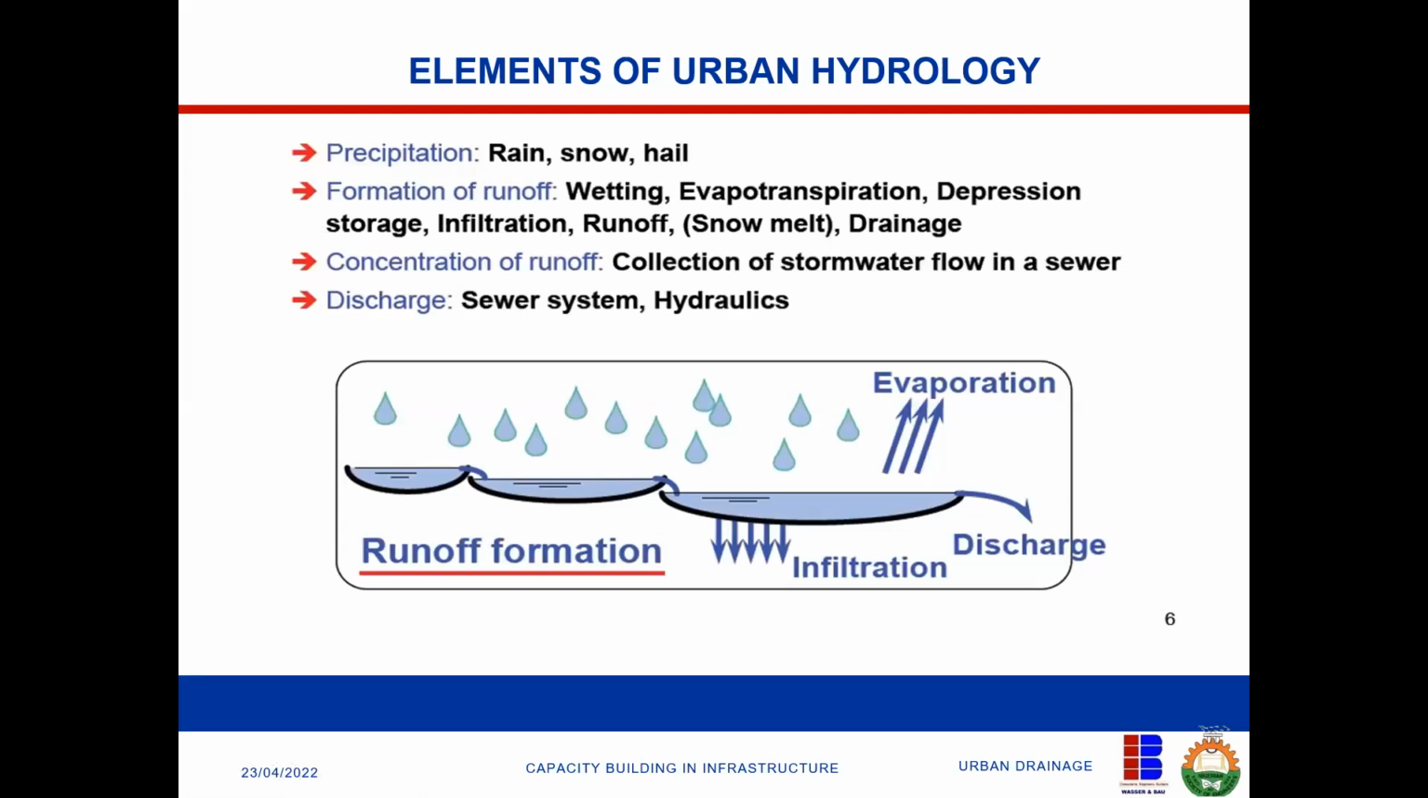So let's talk about hydrology a little bit. This is the water cycle, what it looks like. Water falls, some runs off, some is discharged, some infiltrates. Precipitation can be snow, hail. The formation of runoff starts with wetting. After wetting come evapotranspiration, infiltration, and so on and so forth. Then the coefficient of runoff is also there.